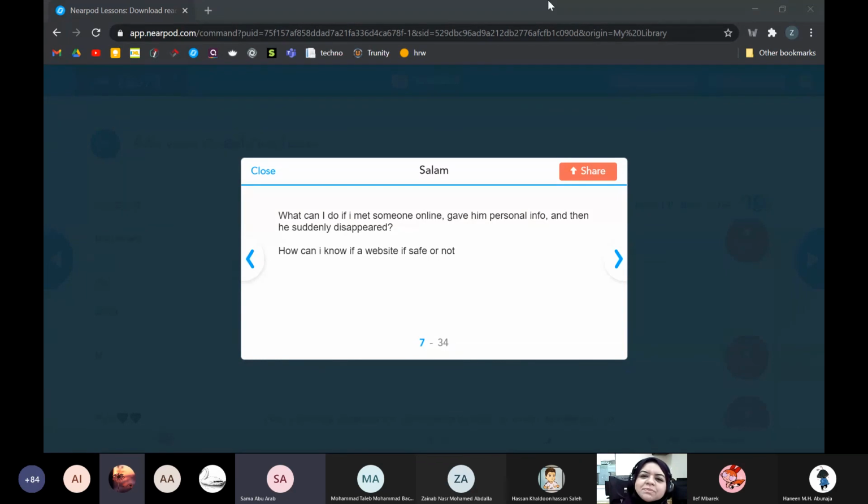And what was asked, how can I know if a website is safe or not? You can simply know if this website is authorized or not. Is it an official website or not? According to that, you can check it from, I think it's .ae or something. So you can just make sure about that. In that case, you can know if a website is safe or not.